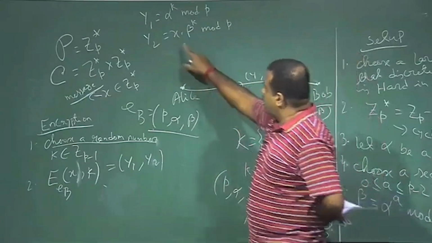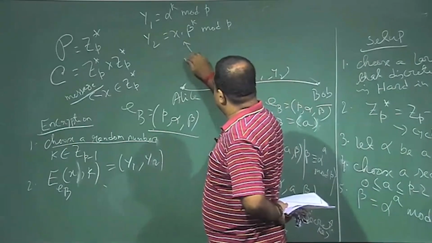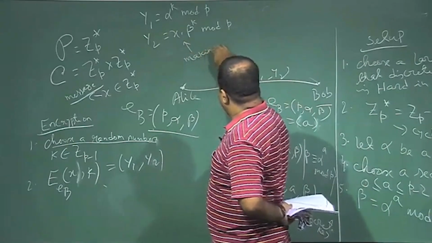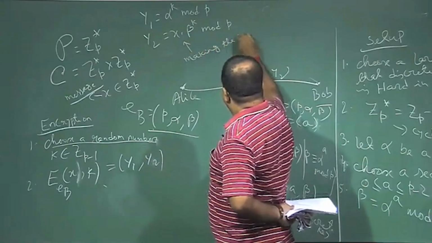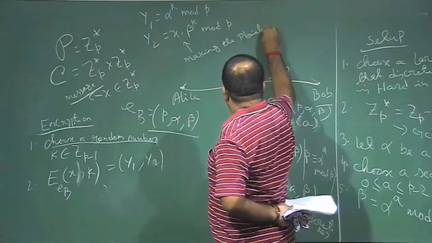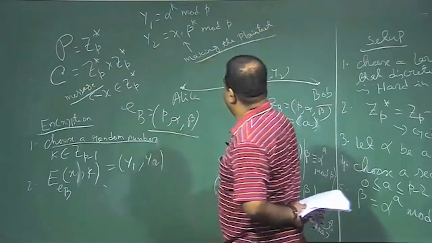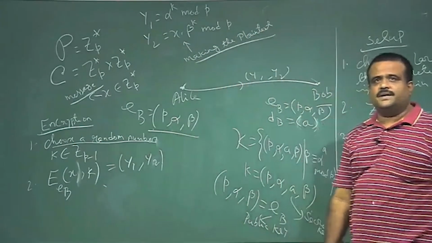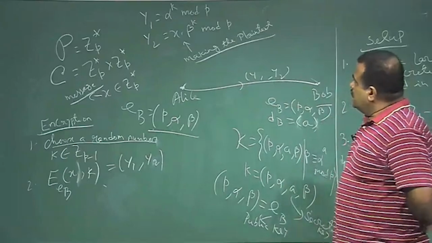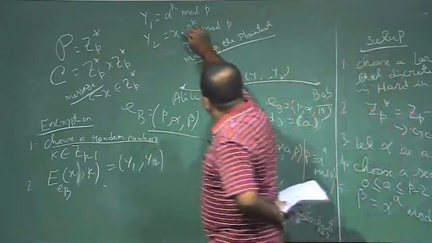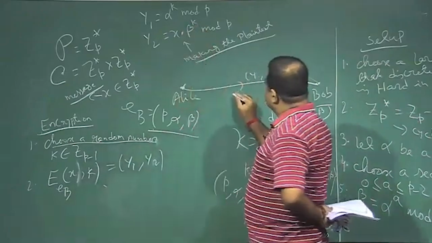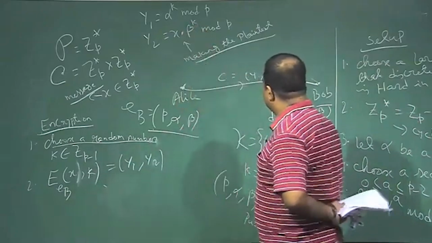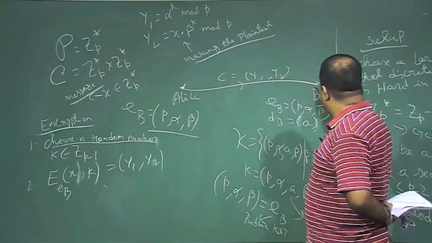This is the way we are masking the key. This is called masking the plaintext. We are masking the plaintext. So now this is the encryption. This is the ciphertext C, and this is sent over the public channel to Bob.